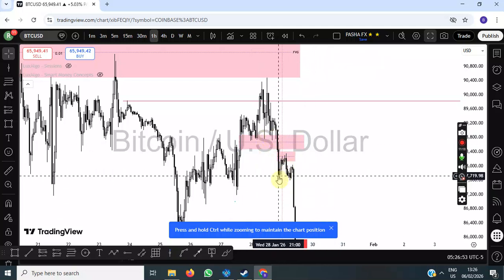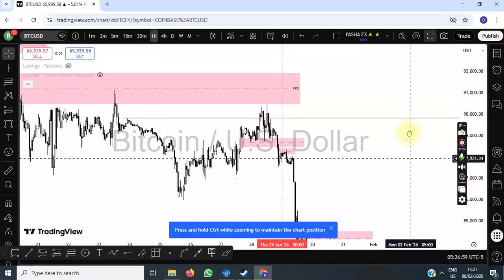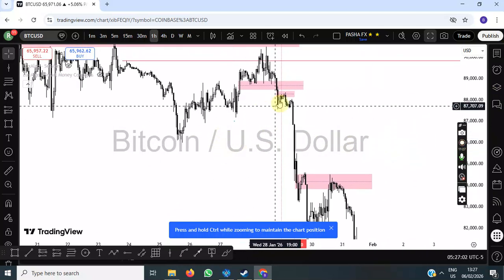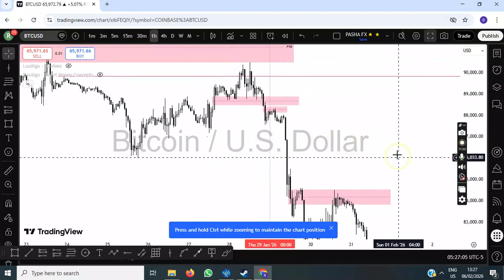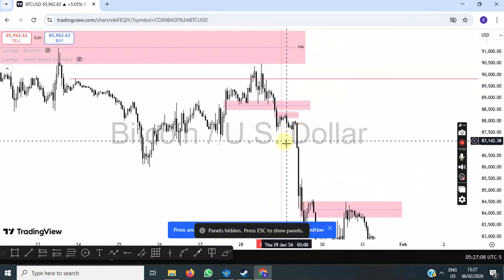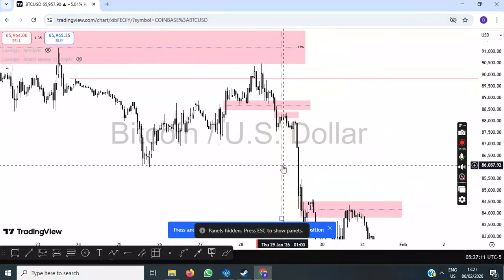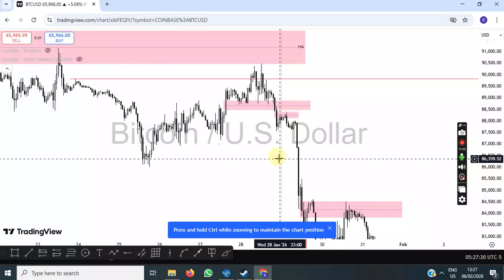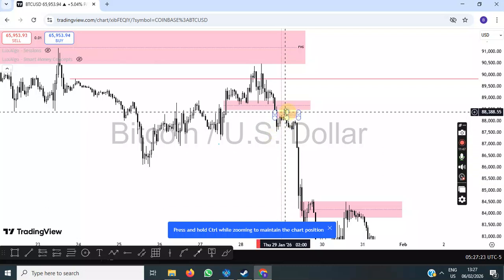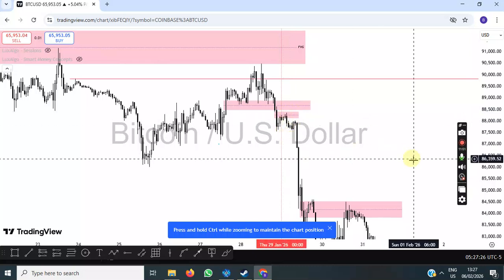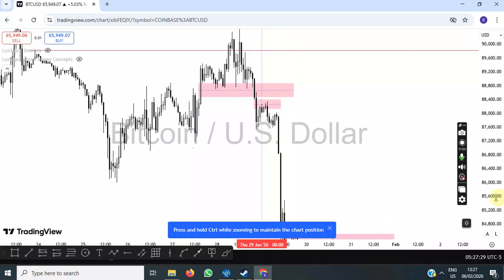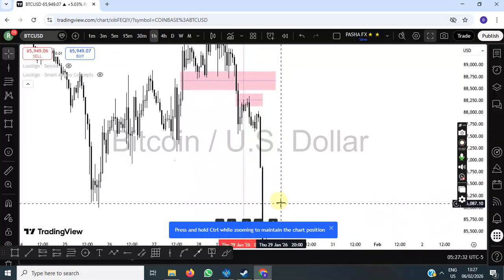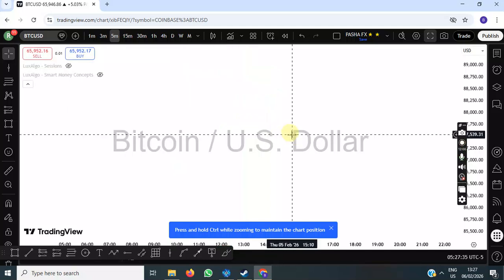After price inverses this, I wanted to see an accumulation, manipulation, distribution. Did I get it? Yes, I got it. Here it is, guys. This one, you can see down here, Thursday, 29th January 2026, midnight. So I want to see price open into this hourly key level and then distribute lower. Did I get it? Yes, I got it.